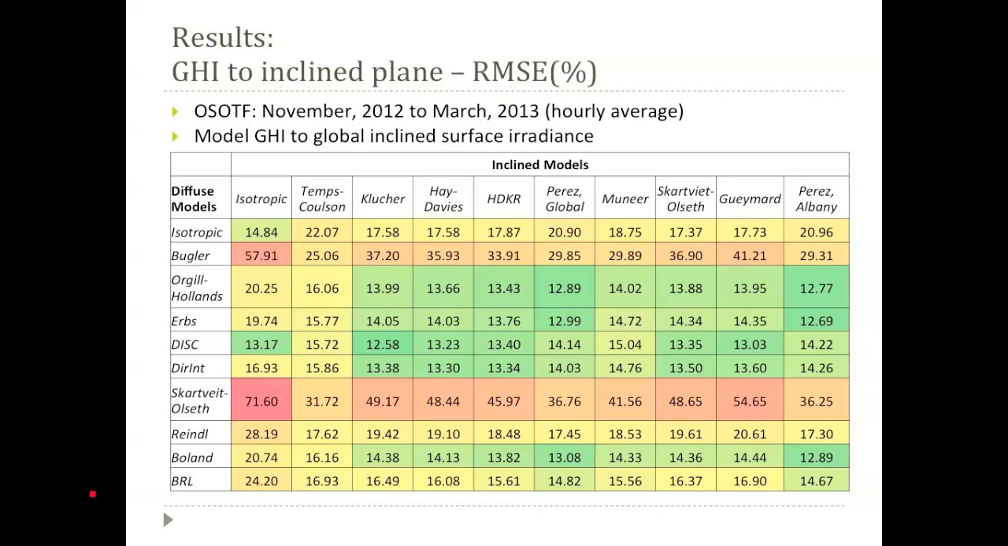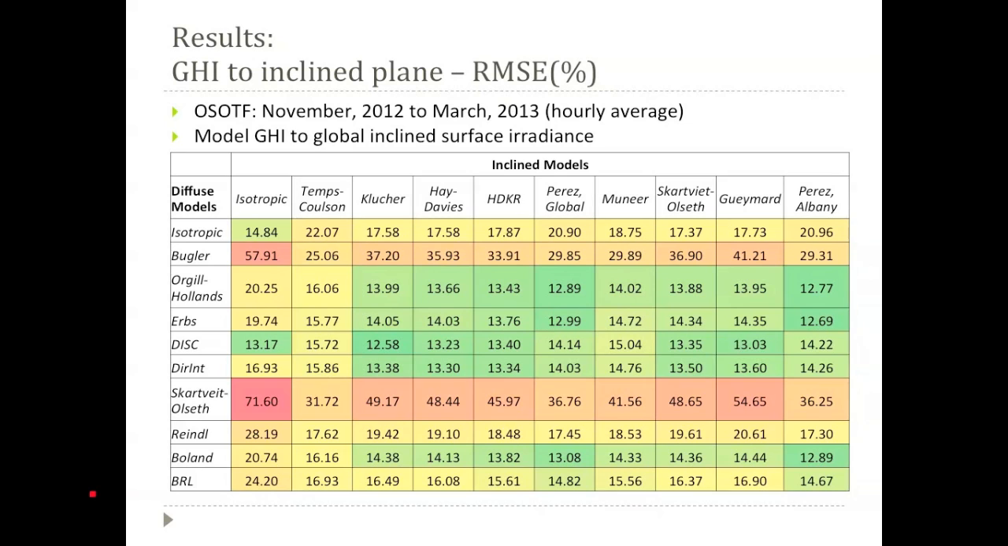Now, this is looking at the two models in combination, and I don't think the color turned out as well as I was hoping. But on the right, we've got the diffuse models, on the top, the inclined plane, and this is the error that you can expect together. So there's a number of combinations that do fairly well in the 12 to 14% error range. Again, this is for the Kingston data, 5 months.